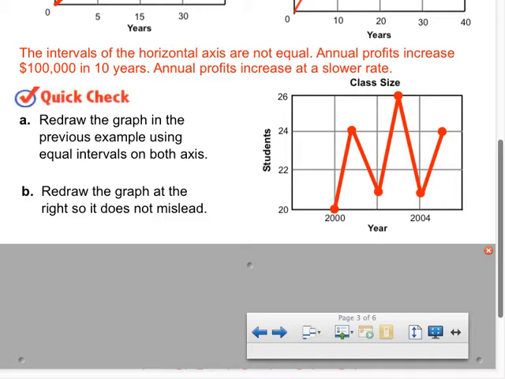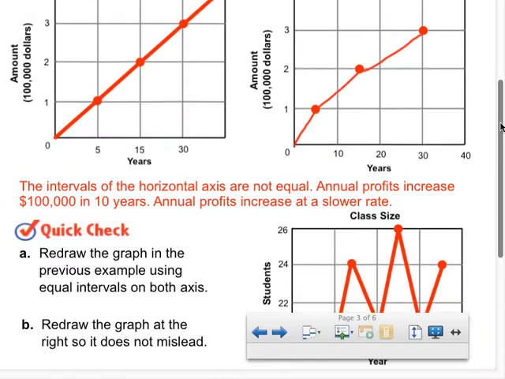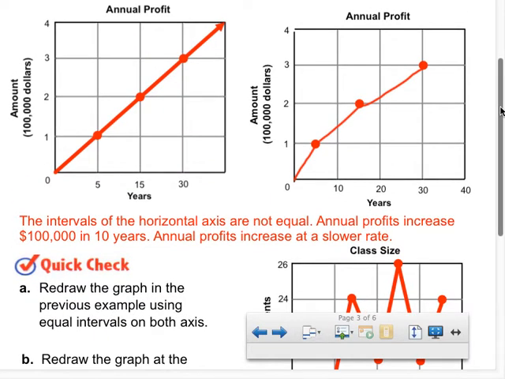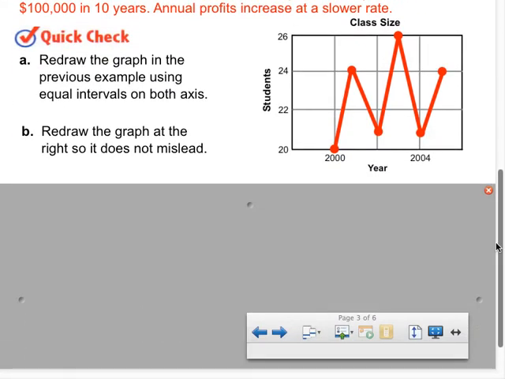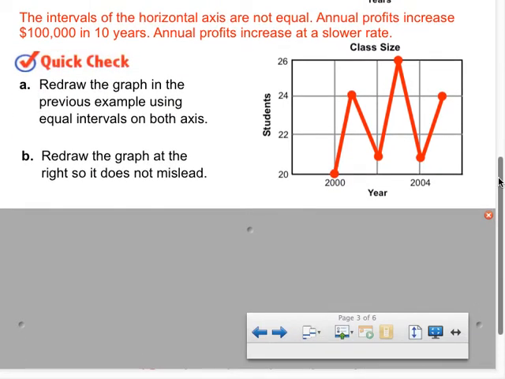Laura? I don't understand how you read through. I did that above. That was for the example. I redrew this one. But we're going to redraw this one now. How can we fix this one? Well, we need to first address the x-axis. Okay? So what does it look like the intervals are right now? Does it look like they're even intervals?